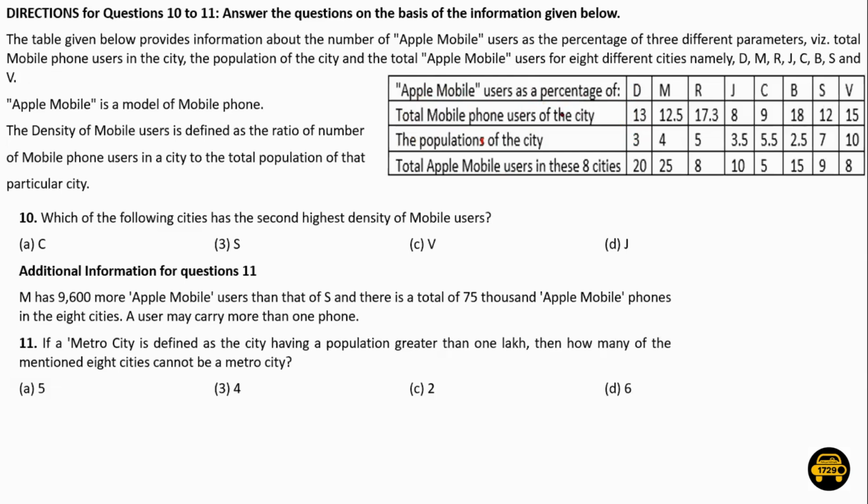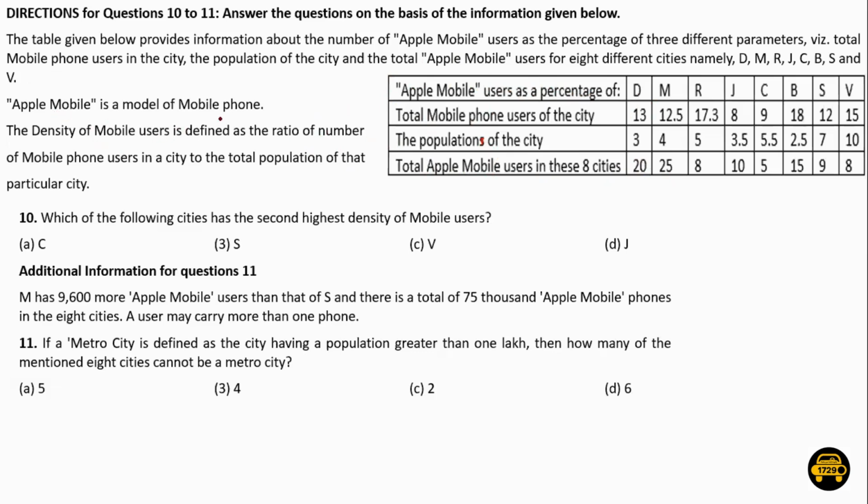And now Apple mobile users as a percentage of total Apple mobile users in these 8 cities. So let's say there are 100 Apple mobile users in these 8 cities. So there will be 20 from city D. Now, the only catch of this particular question is we need to understand that this particular line, Apple mobile phone users as a percentage of, has to be put in front of every row here. So basically we are talking about the same thing in three different ways. All right, so let's proceed on to the question, further information.